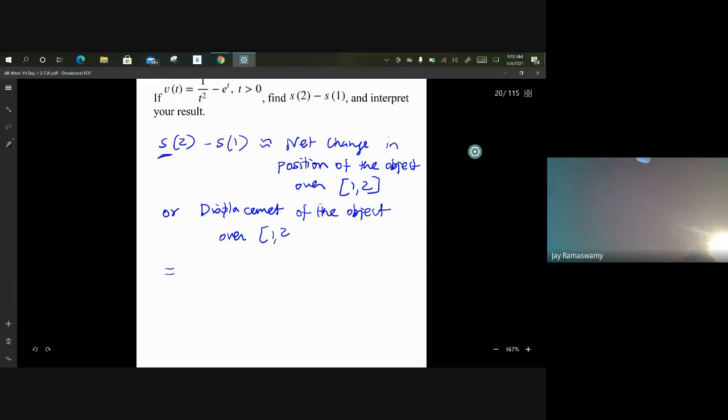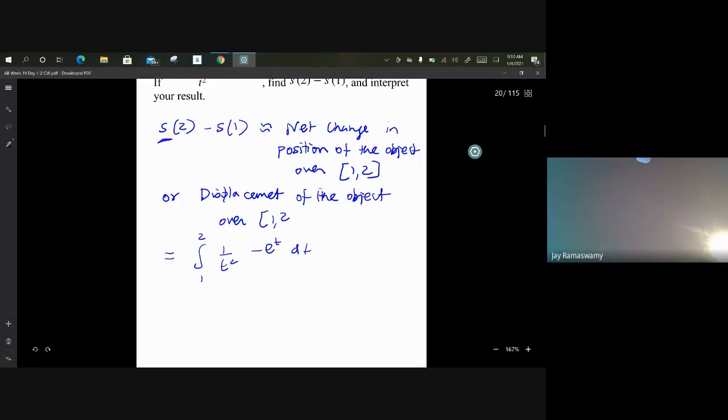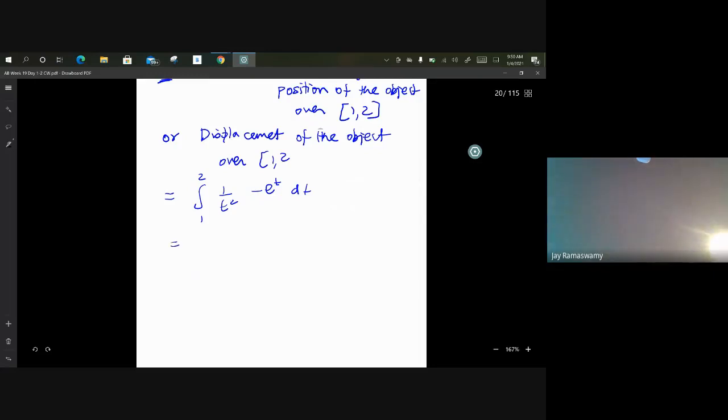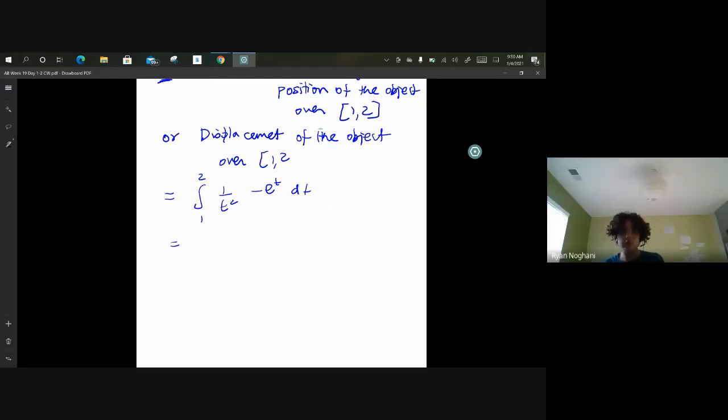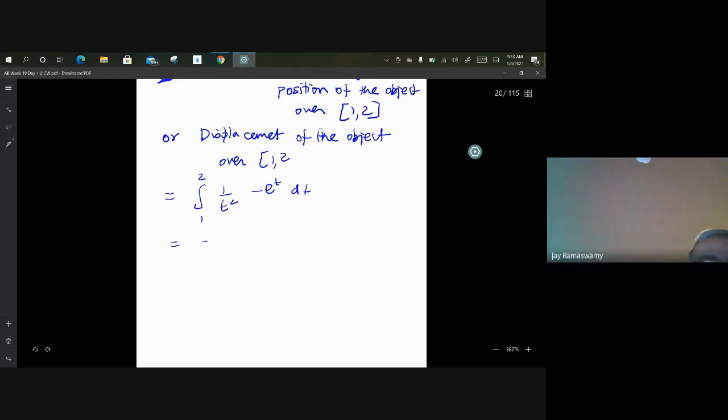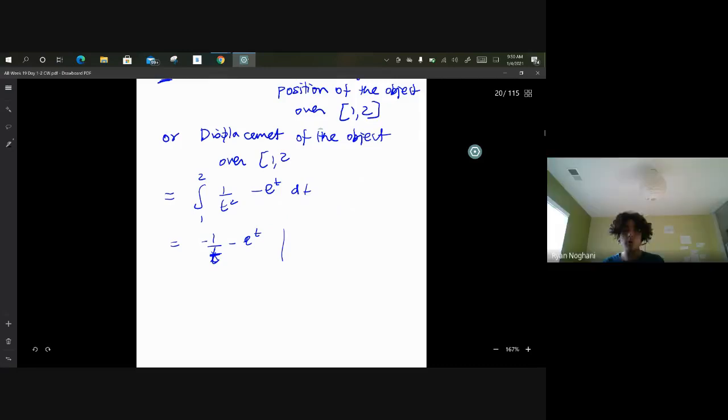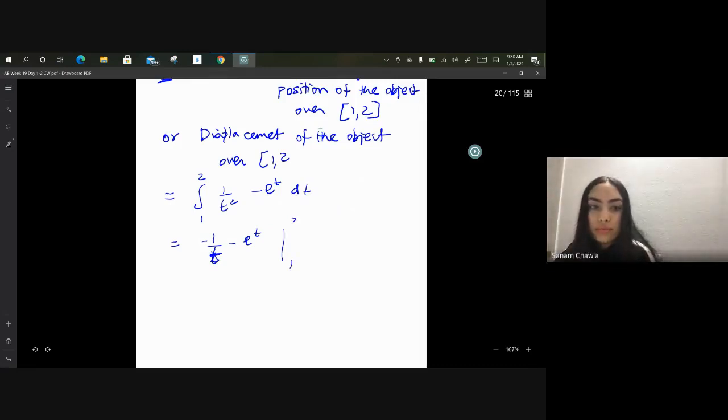And so we have to find it. Is that just the integral from 1 to 2 of 1 over t squared minus e^t dt? We'll just do the next step so you get integrals review. Who remembers the formula? What's the integral of 1 over t squared? Negative 1 over t. Very good. So negative 1 over t minus the integral of e^t, which is e^t. Lower limit 1, upper limit 2. Let's actually do this.